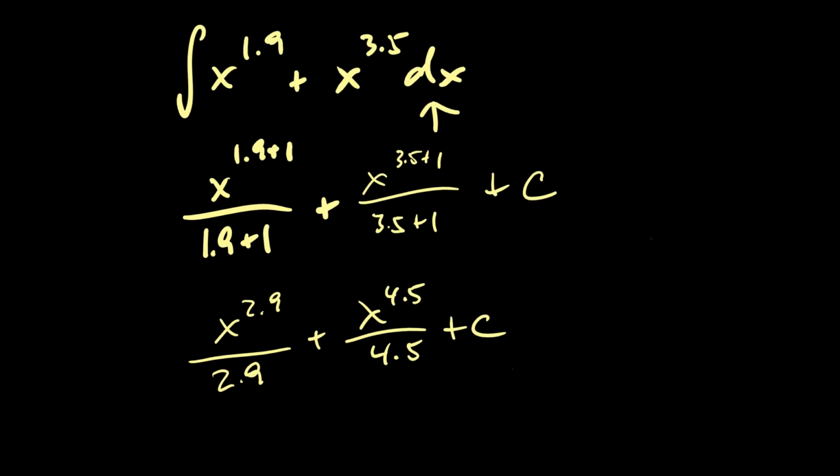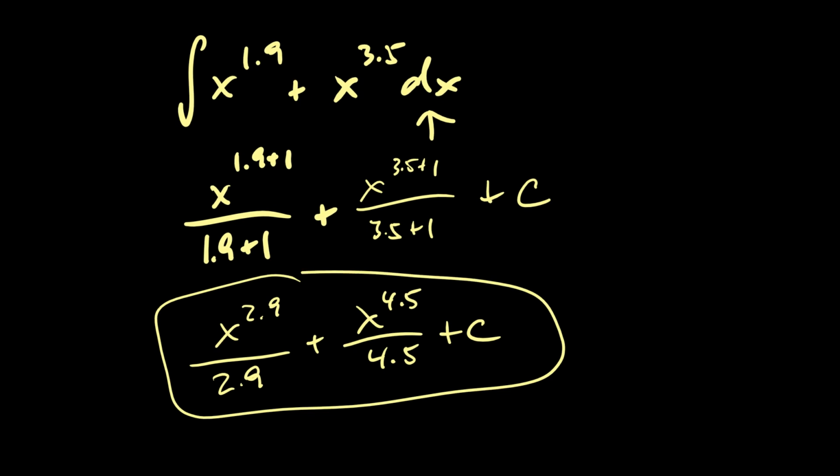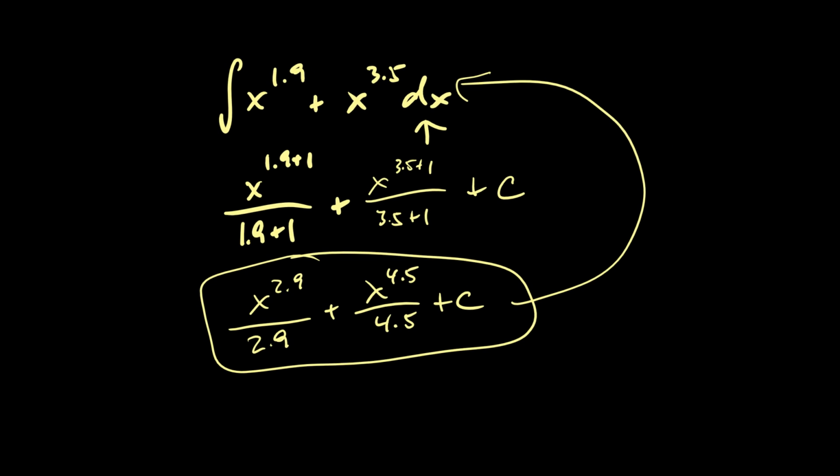You add the c because whenever you take the derivative, you have to get what's inside, and there could have been a constant there. When you take the derivative of a constant, that's 0. So you just add the constant in there, and that'll go away whenever we talk about definite integrals.